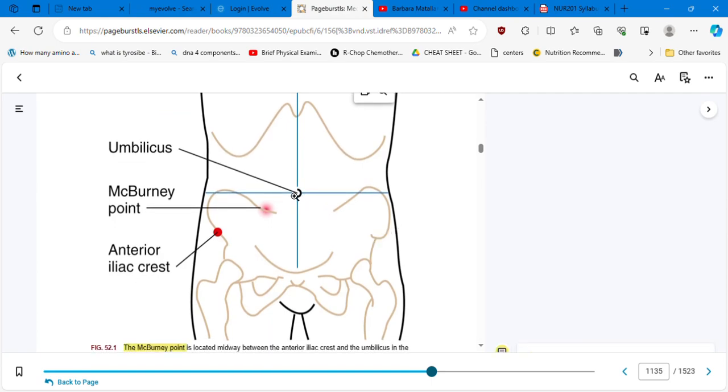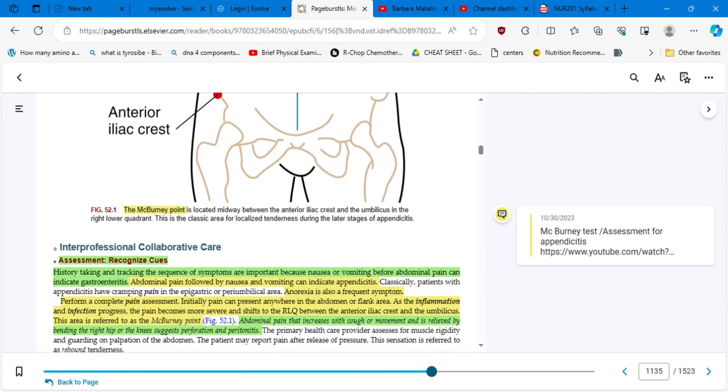Here we have the umbilicus, the left upper quadrant, right lower, left lower quadrant, and we have the McBurney point here, right? It is where the small intestine and the beginning of the large intestine start, very close to the appendix. This is the anterior iliac crest. Okay, so you know what it is. That's the McBurney point.